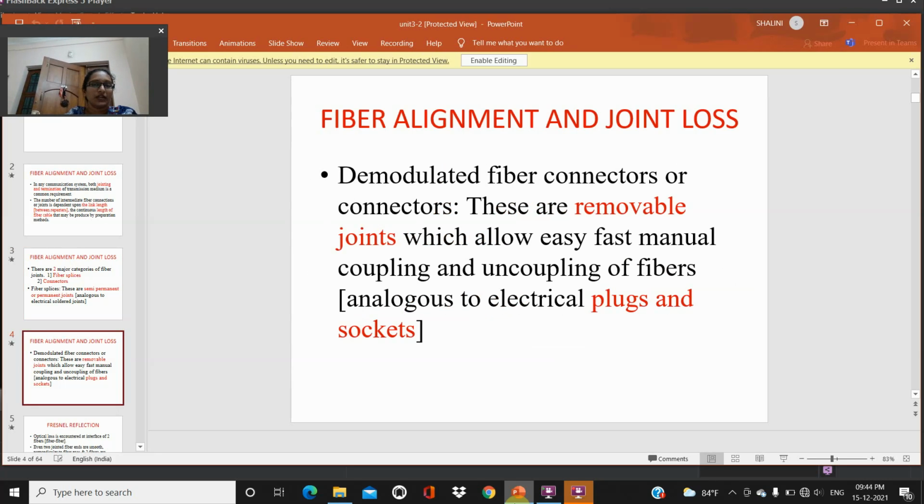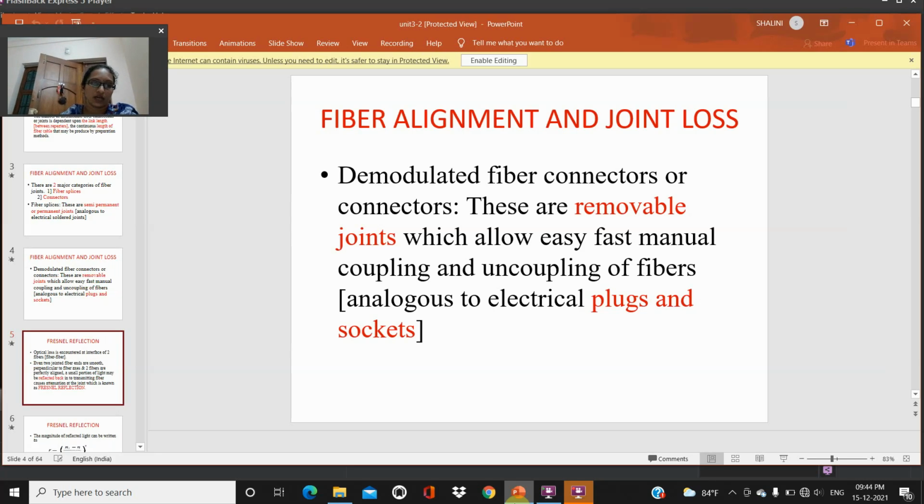Fiber connectors are removable joints, which allow easy, fast manual coupling and uncoupling of fibers, analogous to electrical plugs and sockets.